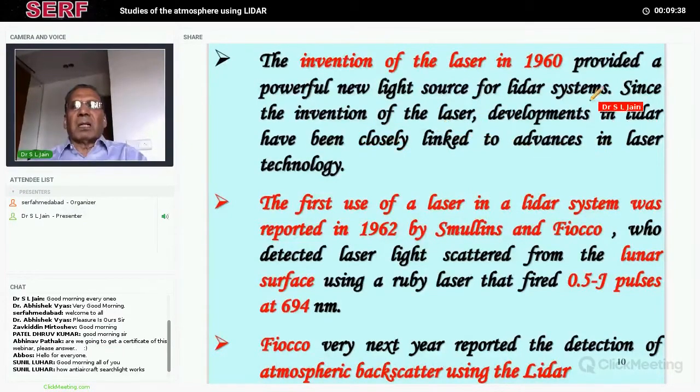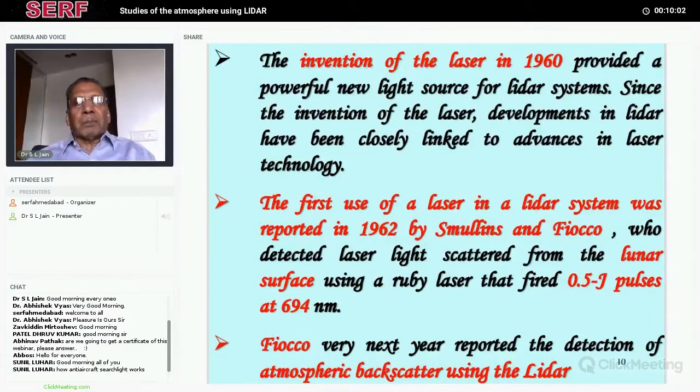Since the invention of the laser, there have been a lot of improvements in laser technology. The first use of a laser in a LIDAR system was reported in 1962, within 2 years of the laser's invention, by Smullins and Fiocco, who detected laser light scattered from the lunar surface using a ruby laser at 0.5 joule of pulse energy and a wavelength of 694 nanometers. So a ruby laser was used for getting the scattered light from the moon.